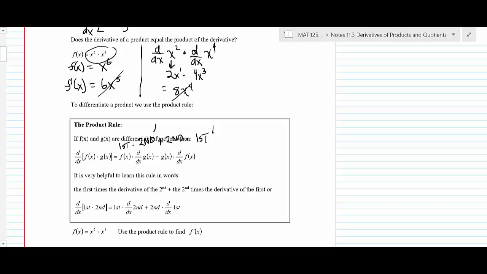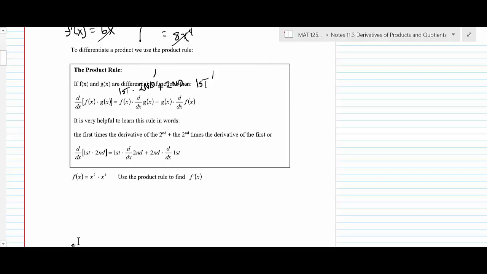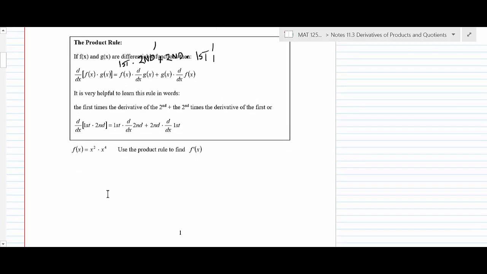So the way to learn this is probably just in words. So you do the first. You don't do a derivative of the first. Multiply by derivative of second. Then you do it backwards. Plus second times derivative of first. So that's called the product rule. So we're going to work a lot with that in this section. Okay. So let me show you how this problem would be done with the product rule.